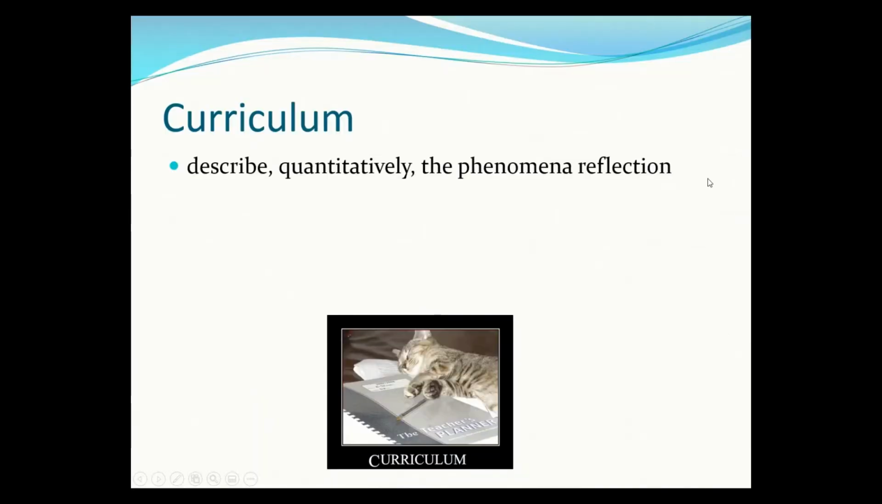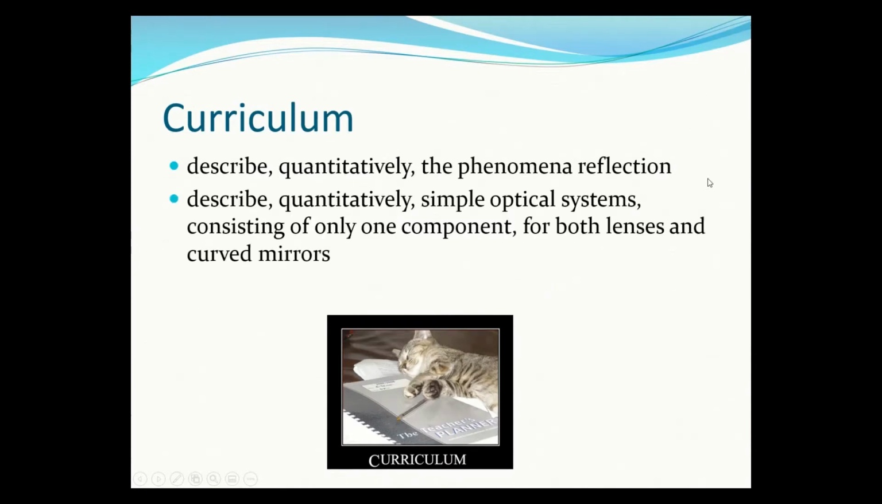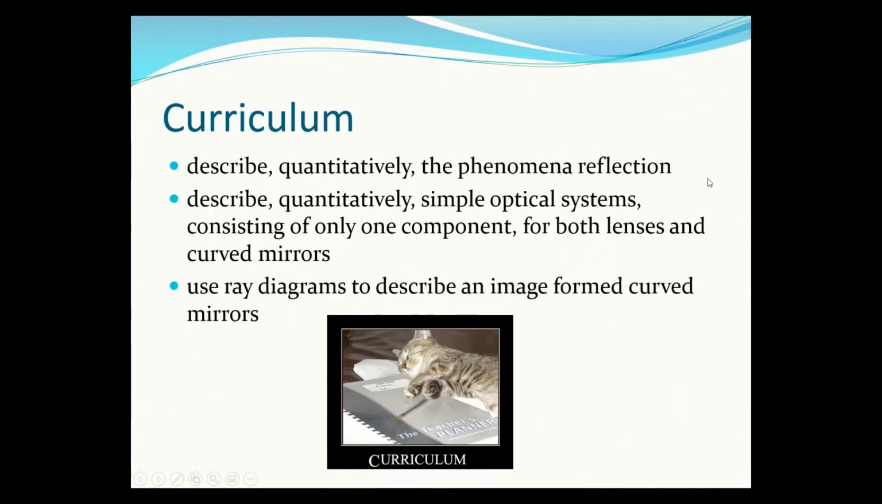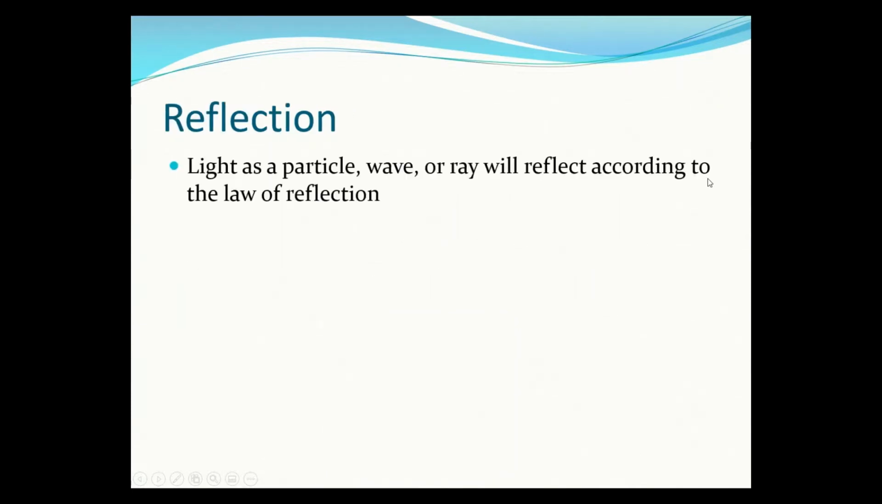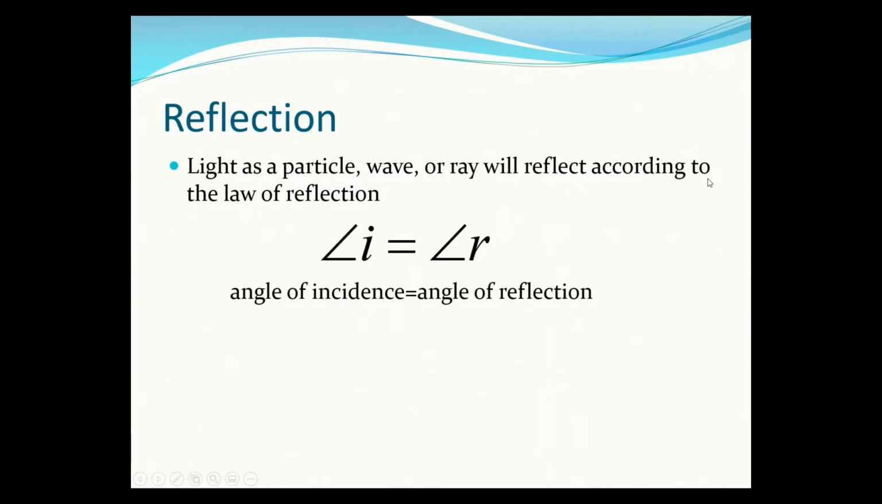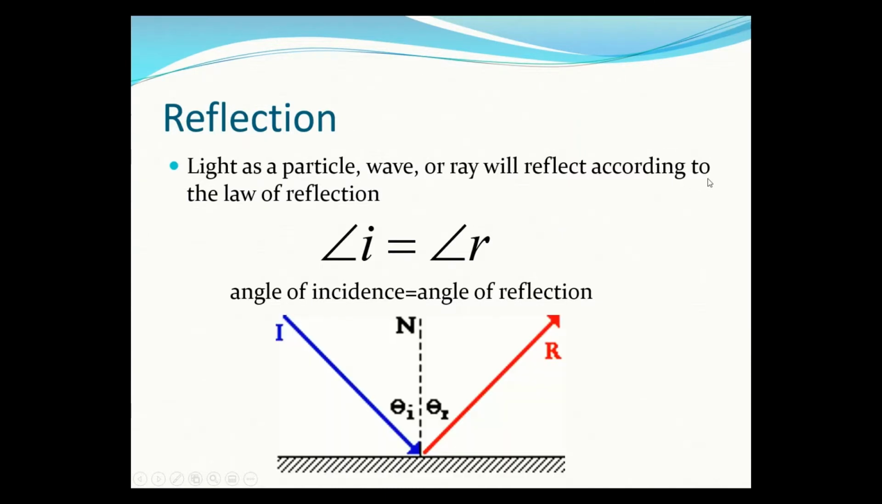So we have to describe with numbers the phenomenon of reflection, describe simple optical systems consisting of both lenses and curved mirrors, and use ray diagrams to describe an image formed with curved mirrors. So reflection's really easy. We did this in Physics 20. Light as a particle or a wave will reflect according to the law of reflection, where your angle of incidence equals angle of reflection. So it's just saying that this angle and this angle are the same.